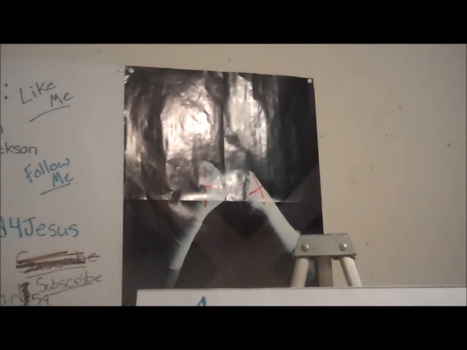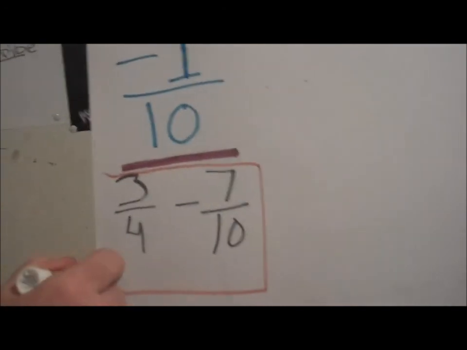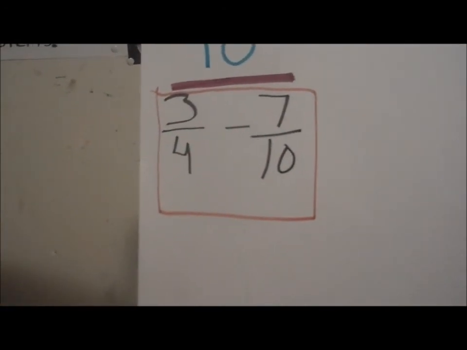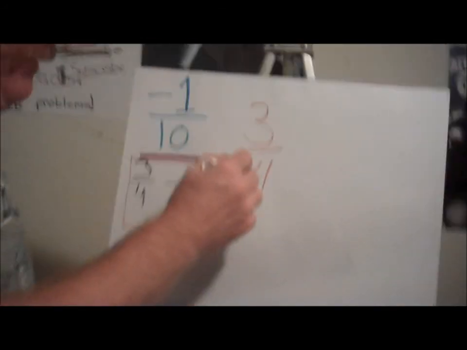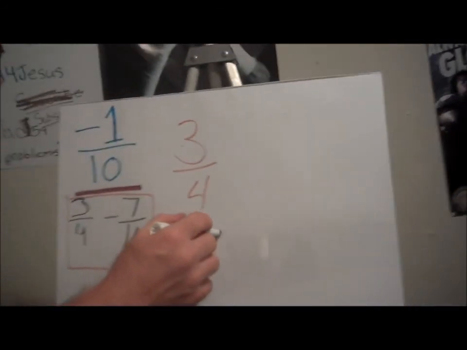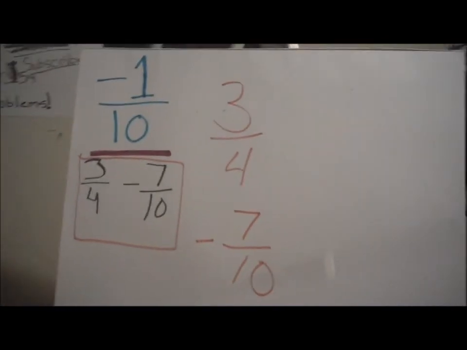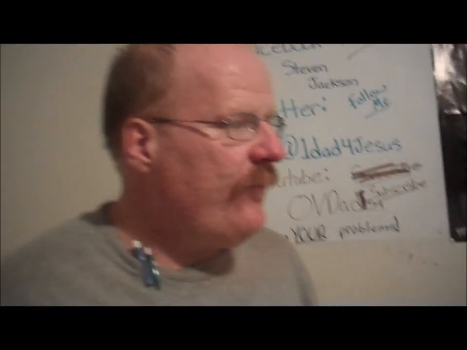Now in the bottom, what I want you to do is grab your favorite marker. I want you to put a box around it. And we notice again, we have two fractions. We have 3/4 and we have a minus 7 over 10. In Steven's world, something minus something, that's the difference.